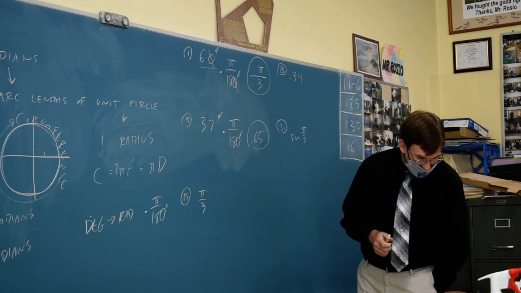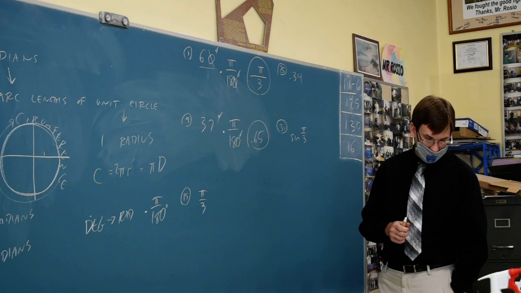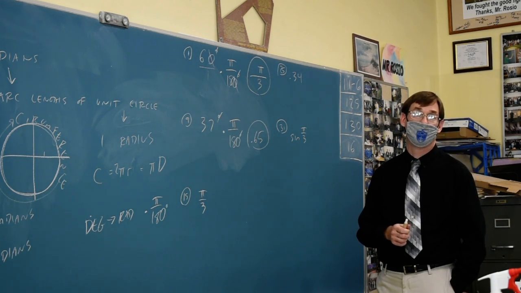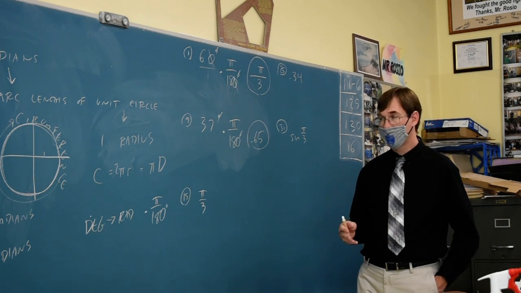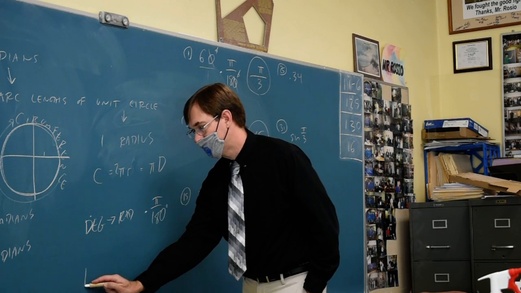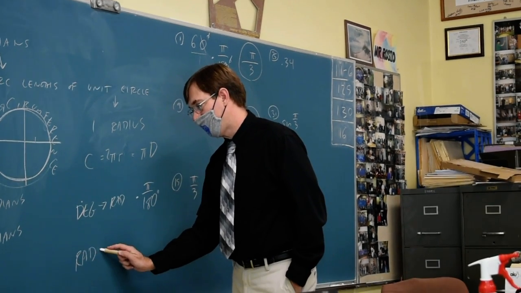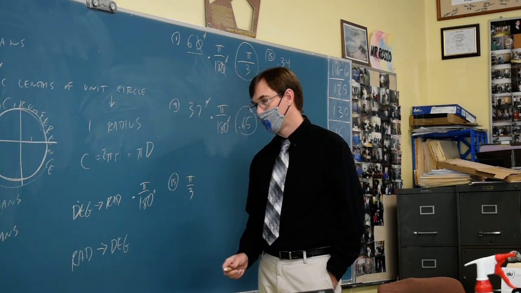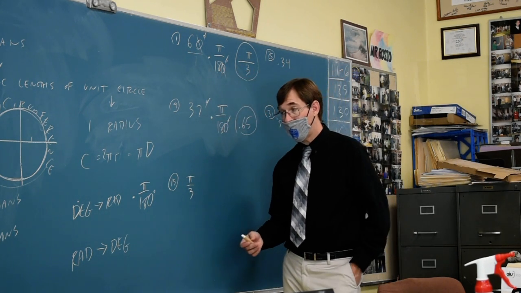Okay, then 15, they changed the game. Instead of giving you the degrees and wanting the radians, they decide to give you radians, and they want the degrees. So let's think of a strategy here. If we want to go from radians to degrees, we could divide by pi over 180.